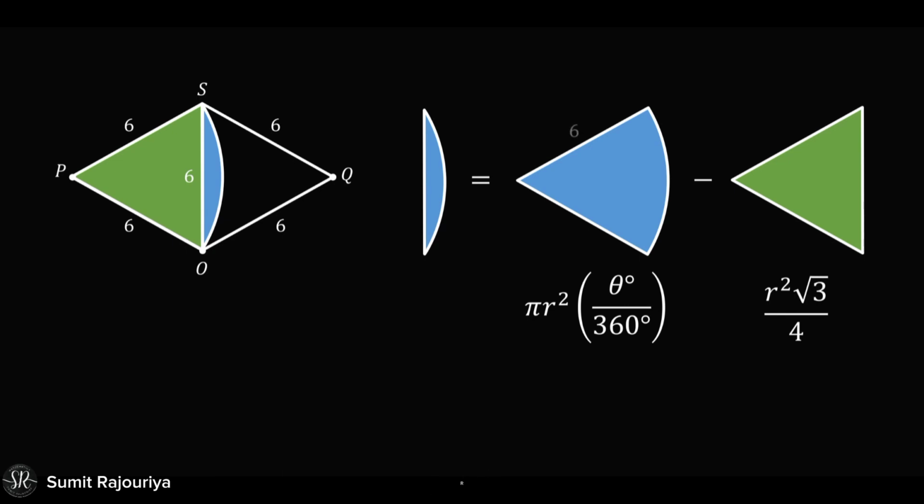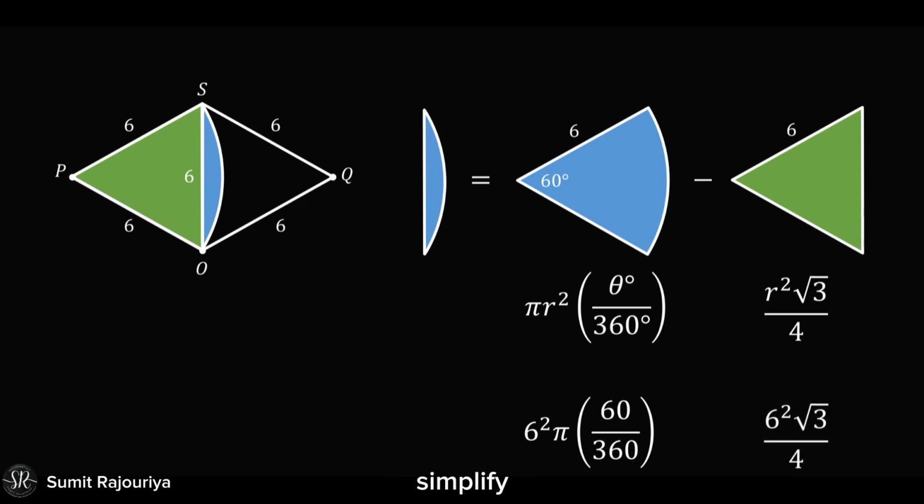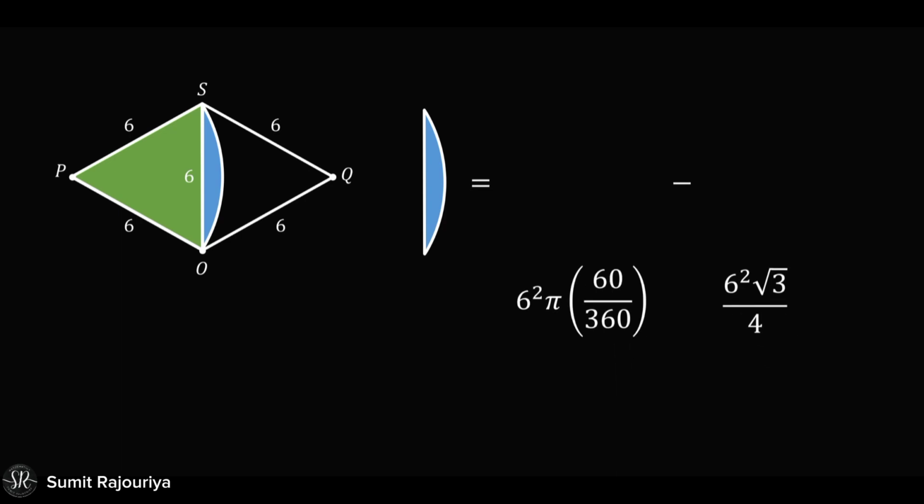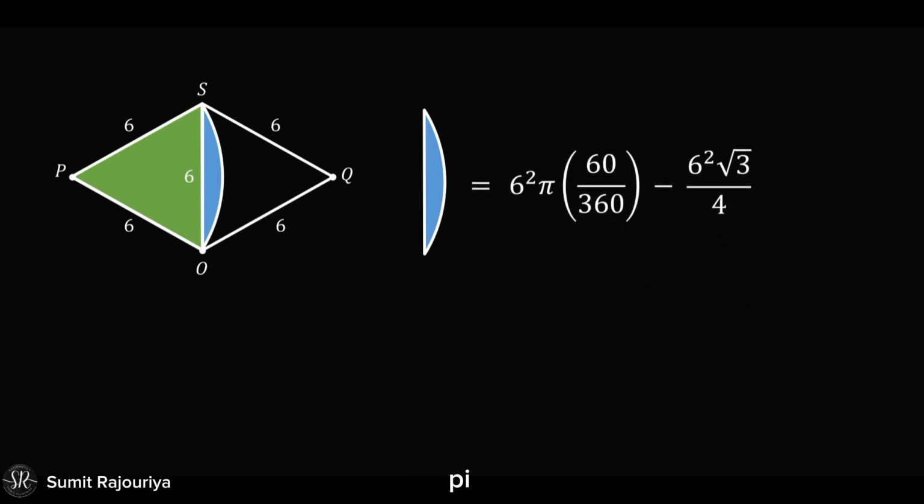So in this case, we know that r is equal to 6, and the central angle is the same angle as one of the equilateral triangle angles, so it's equal to 60 degrees. So we can substitute r is equal to 6, and theta is equal to 60 degrees. Once we do that, we can simplify this equation. So we have 6 squared pi multiplied by 60 over 360 minus 6 squared root 3 over 4. This works out to be 6 pi minus 9 root 3.